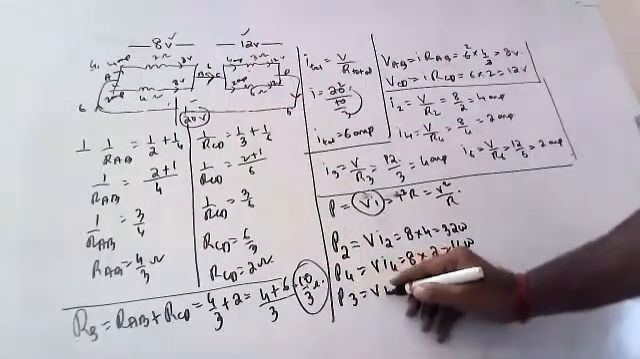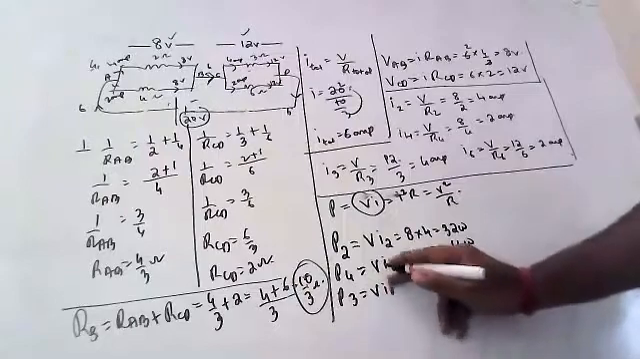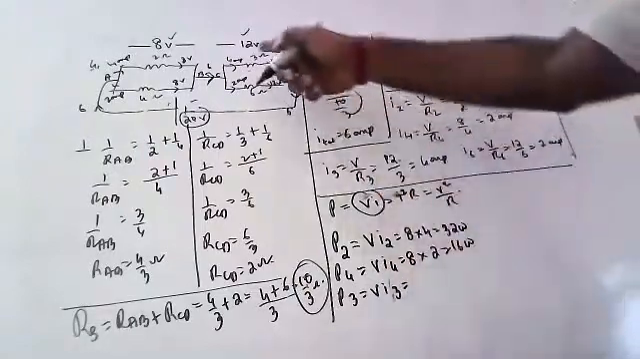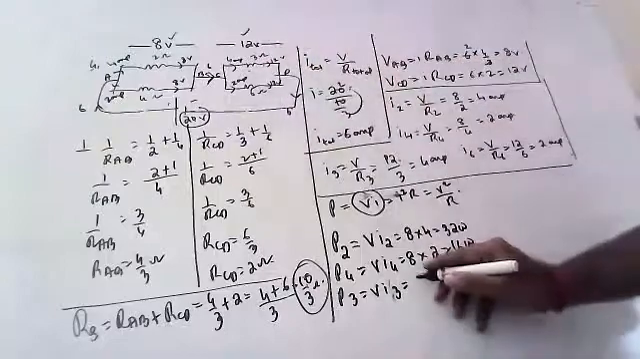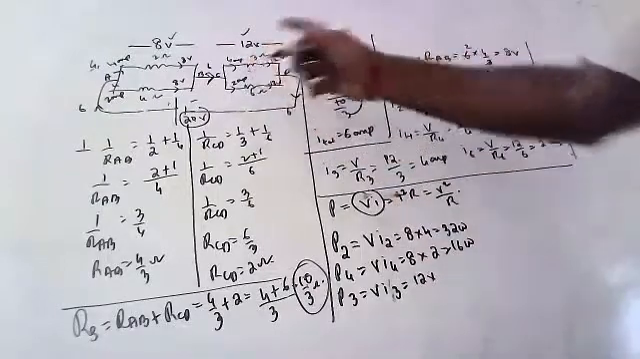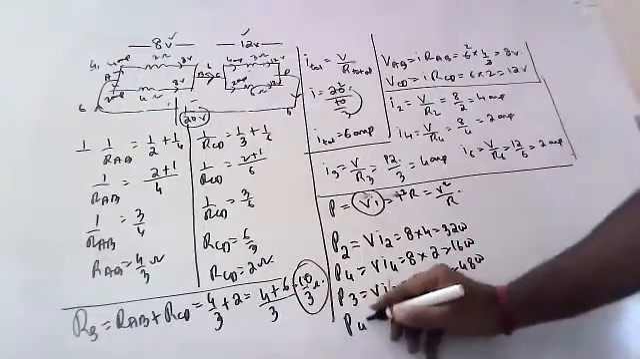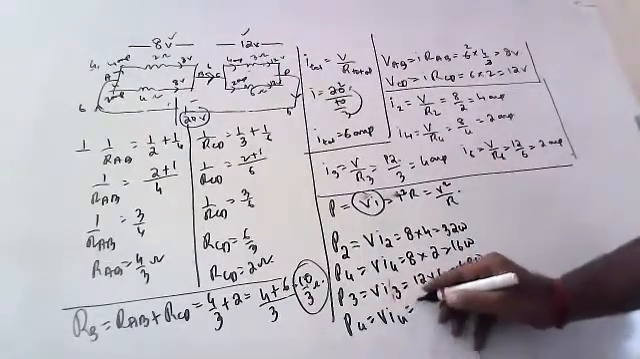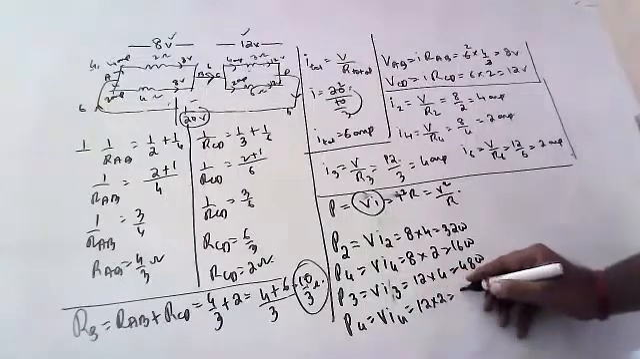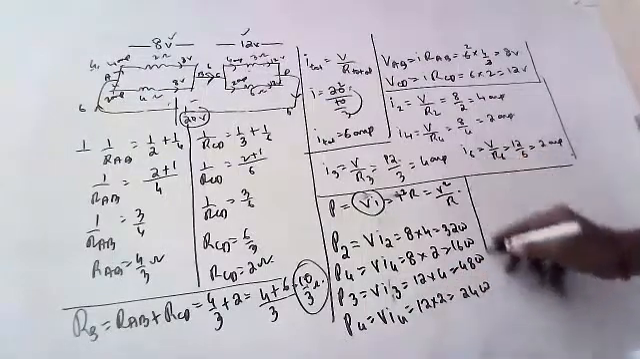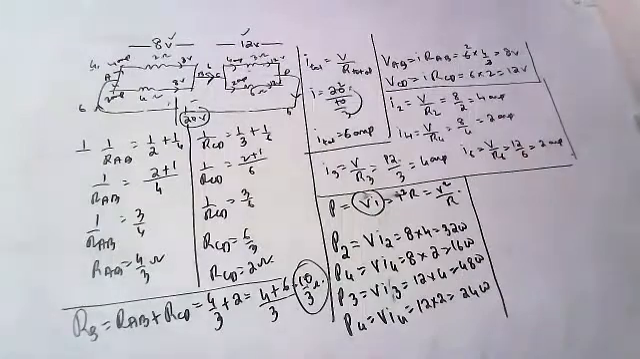P3 is equal to VI3. V is how much, children? 12. 12 into current across 3, which is 4, gives 48 watts. And P6 is VI6, 12 into 2, that is 24 watts. Individual powers I calculated using one formula.